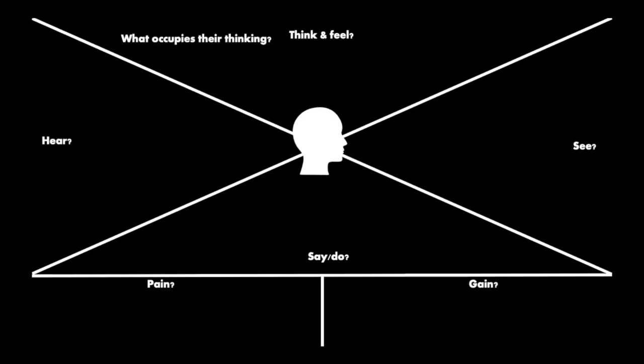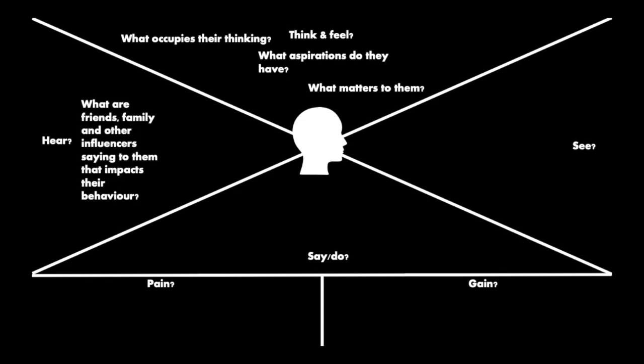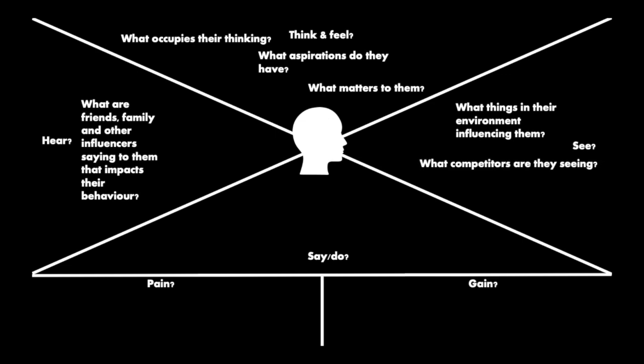So here are some of the sections. Think and feel. What occupies their thinking? What aspirations do they have? What matters to them? Hear. What are their friends and family and other influencers saying to them to impact their behaviour? See. What things in their environment influence them? What competitors are they seeing? What are they seeing their friends do?